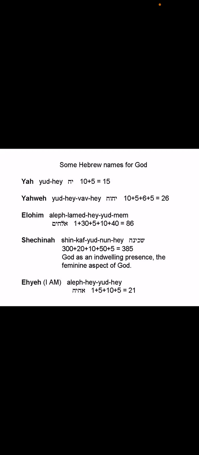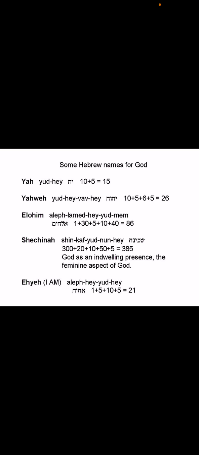And that is the same as the numerical value of Ehyeh, I am. And that suggests that this name of God, I am, Ehyeh, is really connected with the most sacred name, Yud He Vav He, because the numerical value of the distinct letters in the Tetragrammaton is 21, exactly the same as the numerical value, or gematria, of Ehyeh.